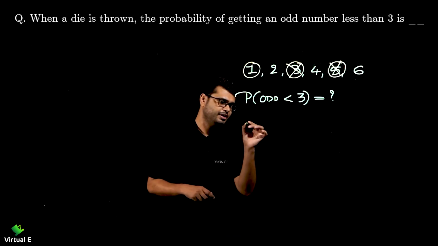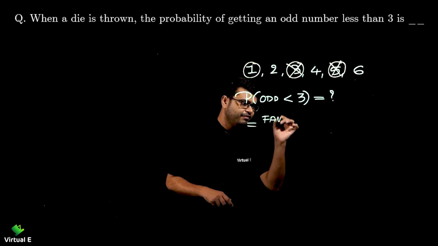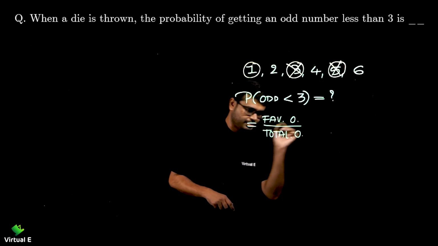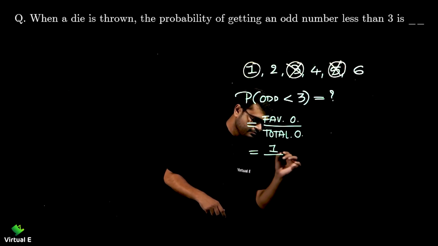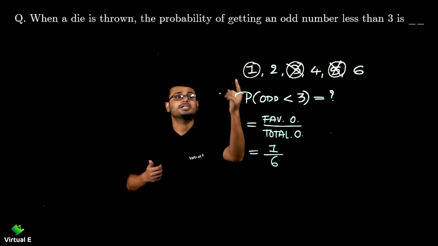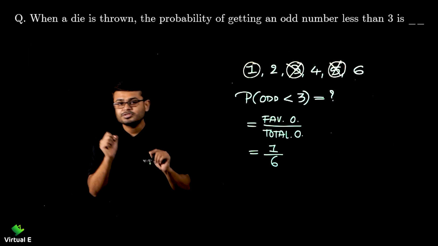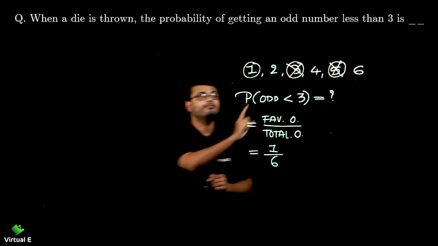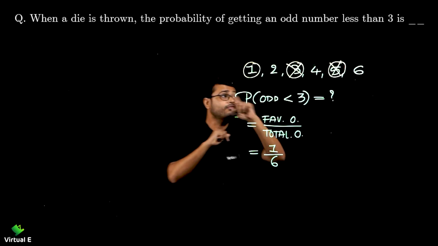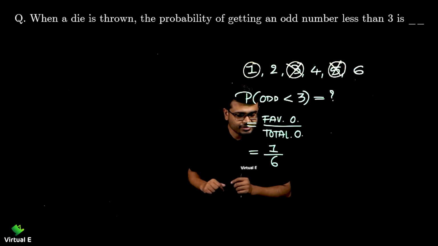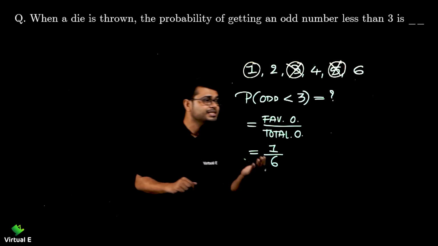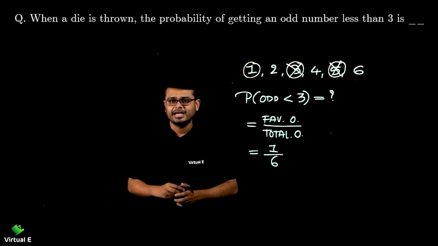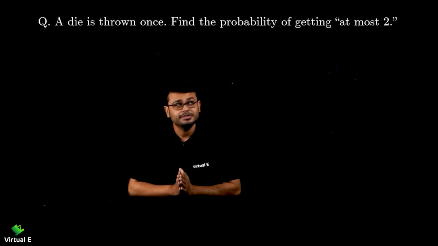So let's write the answer: favorable outcomes over total outcomes, that is 1 by 6. Why 1? Because there is only one number. Remember, don't get confused that I have not written the number 1 directly. I have written one outcome. Only one is possible out of all of them, right? For that reason I have written 1. So the final answer is 1 by 6 when we find the probability of an odd number less than 3. Let's move to the next question. Let's do one more question.